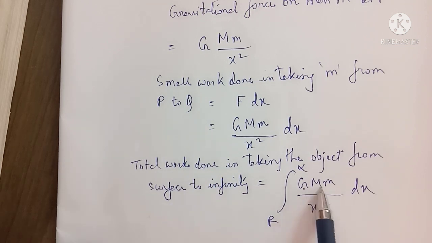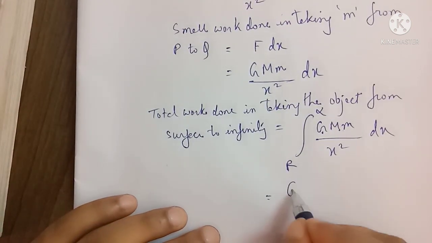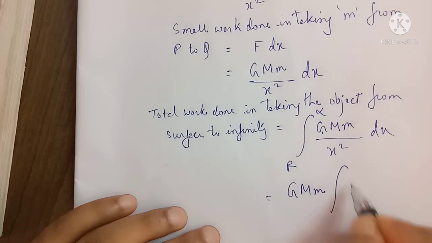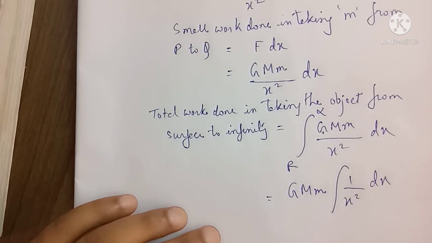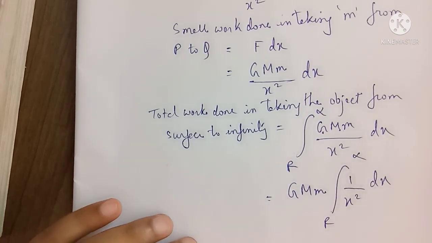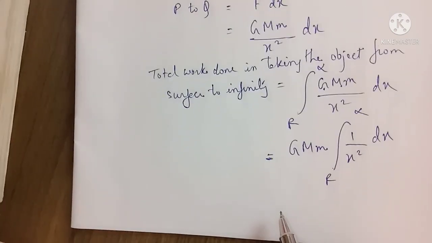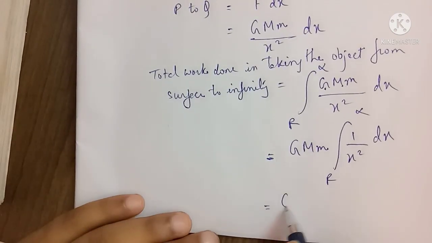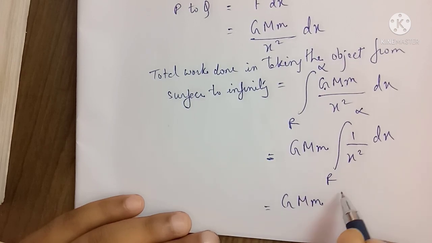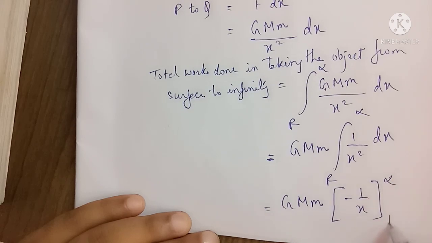Now G is constant, M is constant, mass of the planet is constant, mass of the object is also constant. So we are left with only 1 by x square dx in the integration process. That means GMm integration 1 by x square dx, r to infinity. Now 1 by x square integration is minus 1 by x, that we already know. So it will be GMm minus 1 by x, limit infinity r.